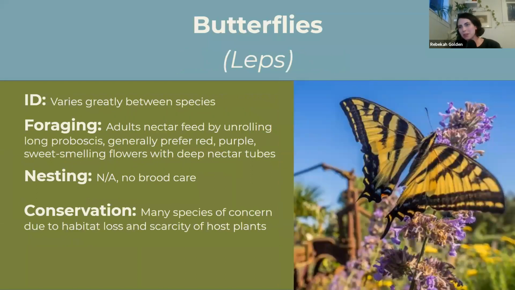Okay, and then we're going to do just another brief shout out to adult butterflies. We talked about their larvae earlier, their caterpillars needing host plants. But adult butterflies do need to nectar feed as well. They have these really long tongues that they keep rolled up at the fronts of their faces, and they'll unravel to feed, generally from plants that have really deep nectaries, and they'll prefer really sweet smelling flowers that are red or purple.